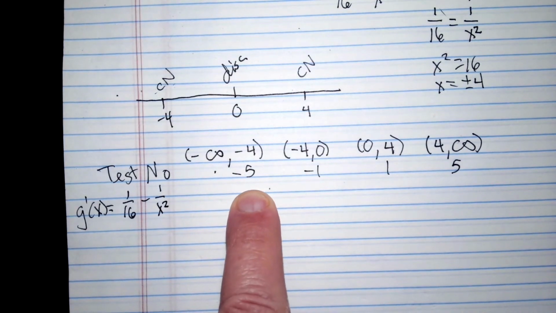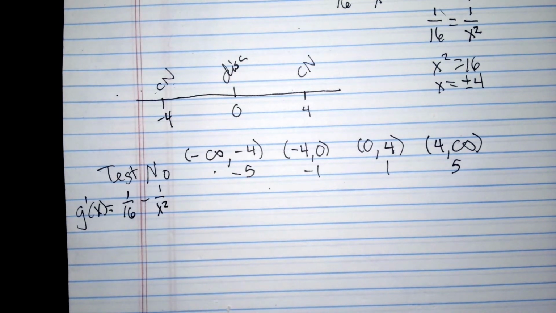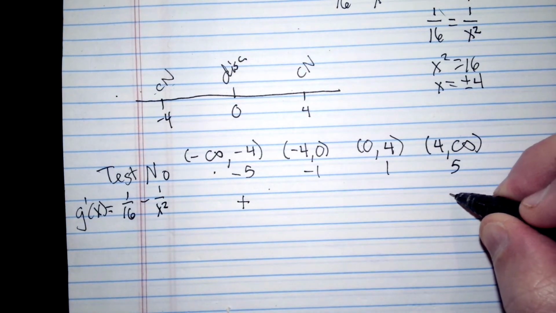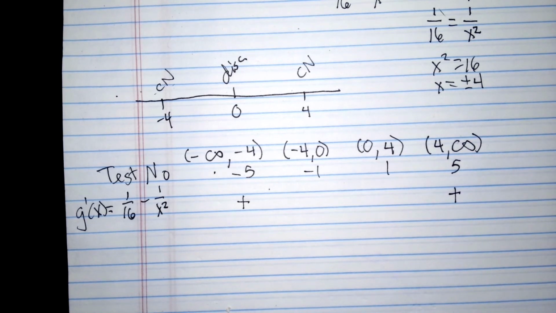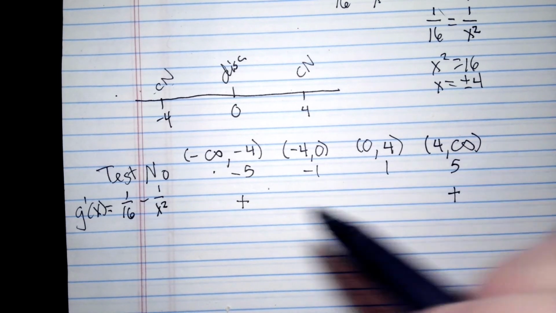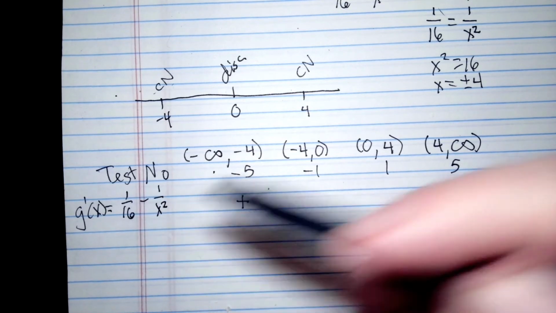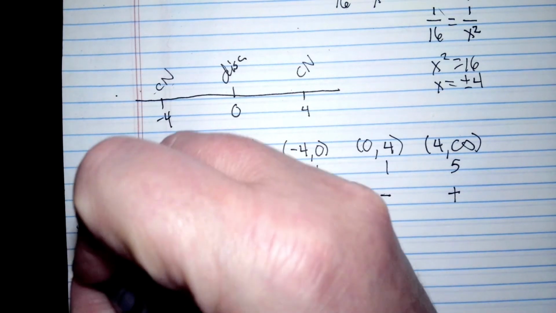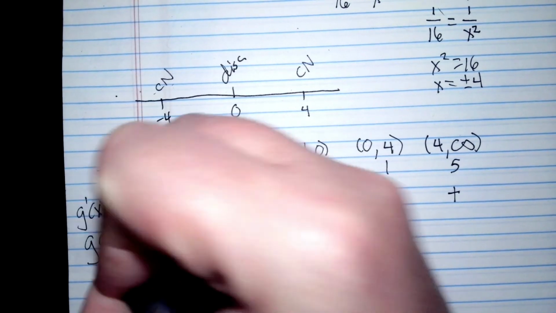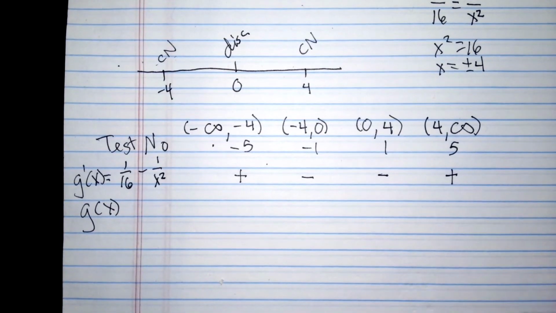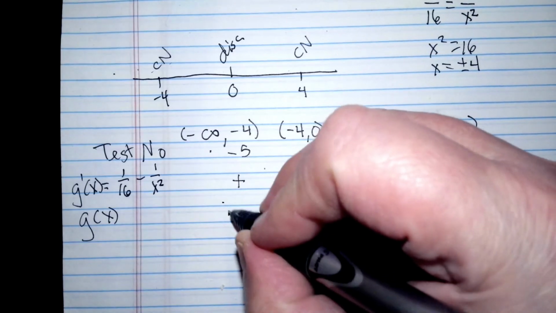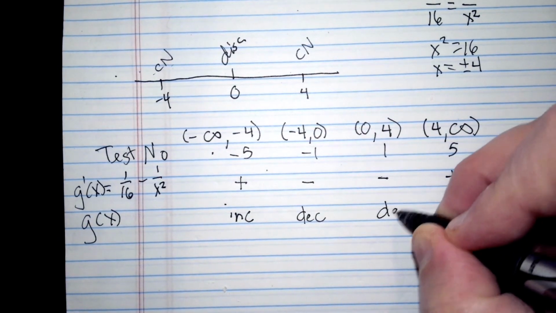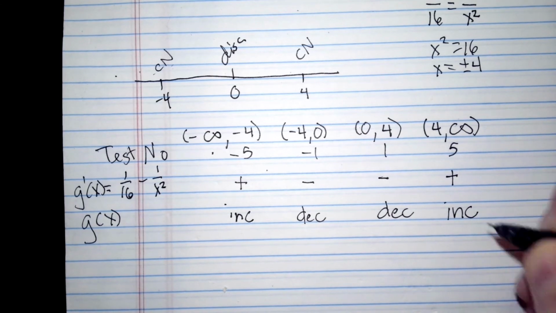So if we substitute in -5 for x, we're going to get 1/16 minus 1/25. That should be positive. And we'll get the same result when x equals +5. And then if we substitute in -1, we're going to get 1 over 16 minus 1. That'll be negative, and again we'll get the same result for +1. So that tells us that the original function is going to be increasing, decreasing, decreasing, and increasing.